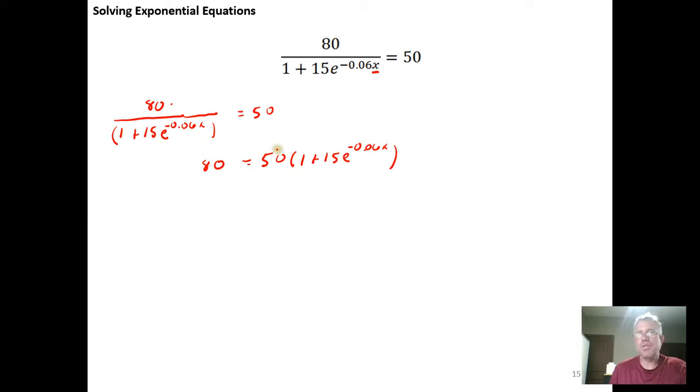And now instead of distributing the 50 into the parentheses, which would be a legitimate move to make, and things would work out fine if you did it that way, it's going to be more efficient while this is connected as a product to divide both sides by 50. It's going to simplify things tremendously to do it that way. So 80 divided by 50 reduces to 8/5. So here's my 8/5, and that's going to leave me with 50 divided by 50 is 1. So 1 times the stuff is going to leave me with the stuff.